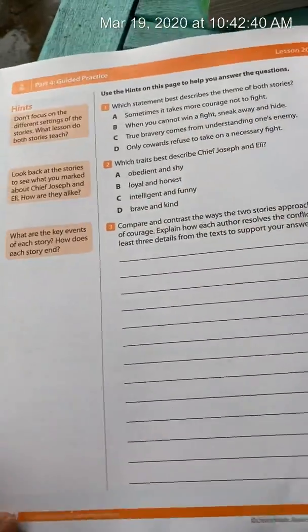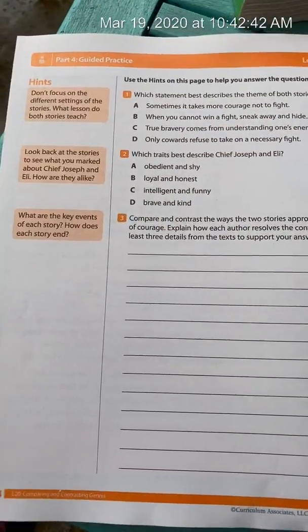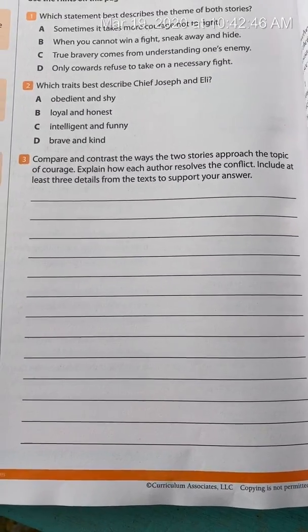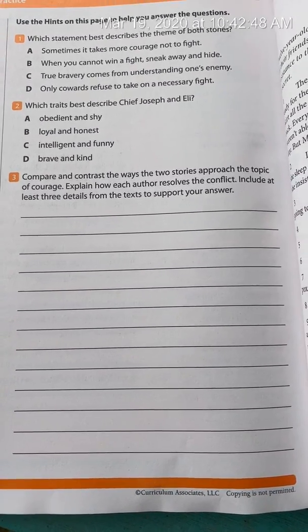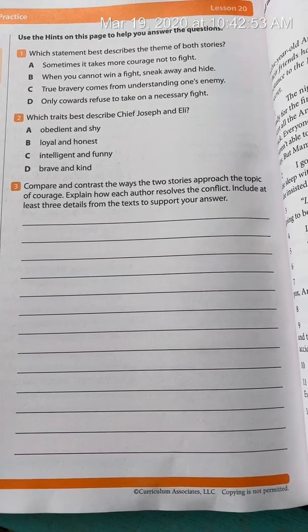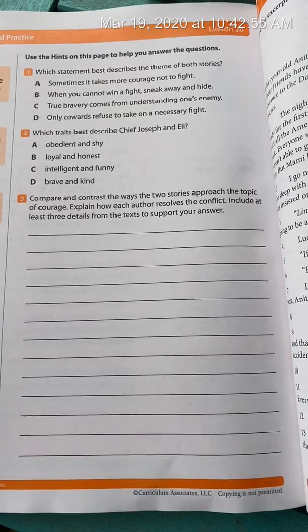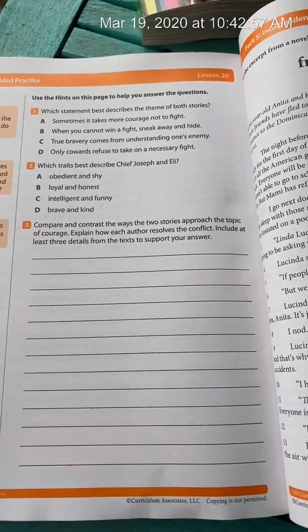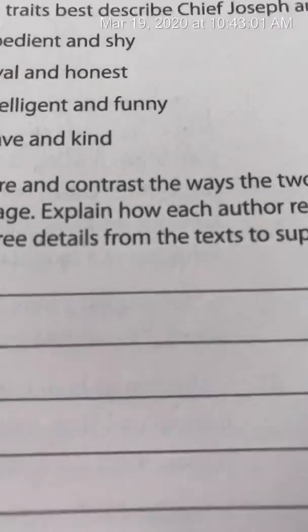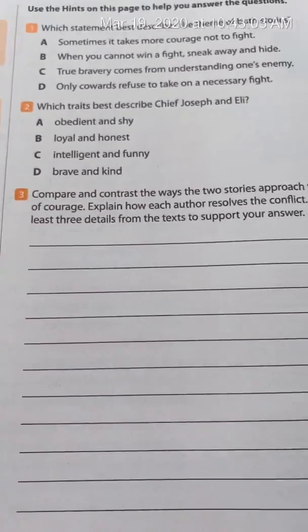Now, I want to look at the work that I'm asking you guys to do. Pay attention to the hints, but I really want to look at this short response right here, where it asks you to compare and contrast the ways the two stories approach the topic of courage. So there you go. See if you've identified the theme in them. Explain how each author resolves a conflict. Include at least, look at this, folks, 3 details from the text to support your answer.